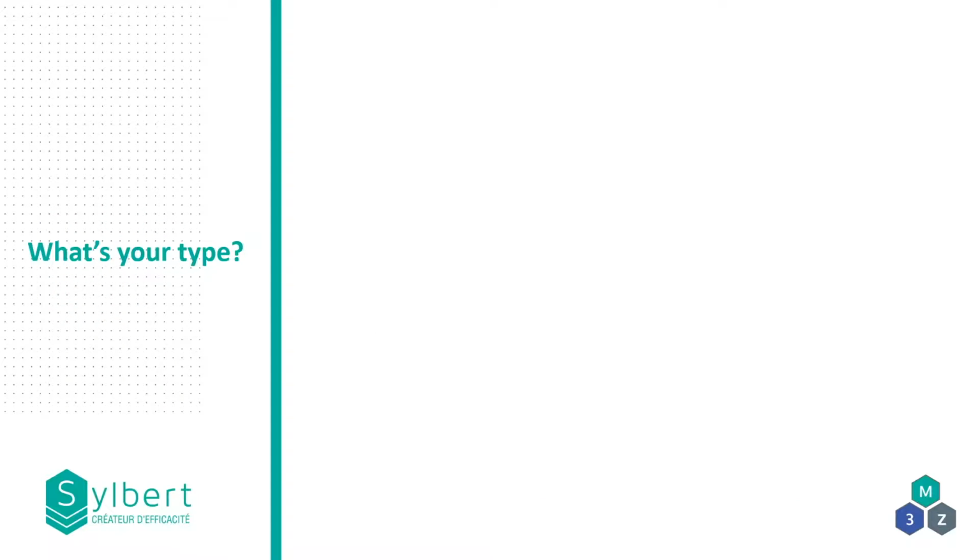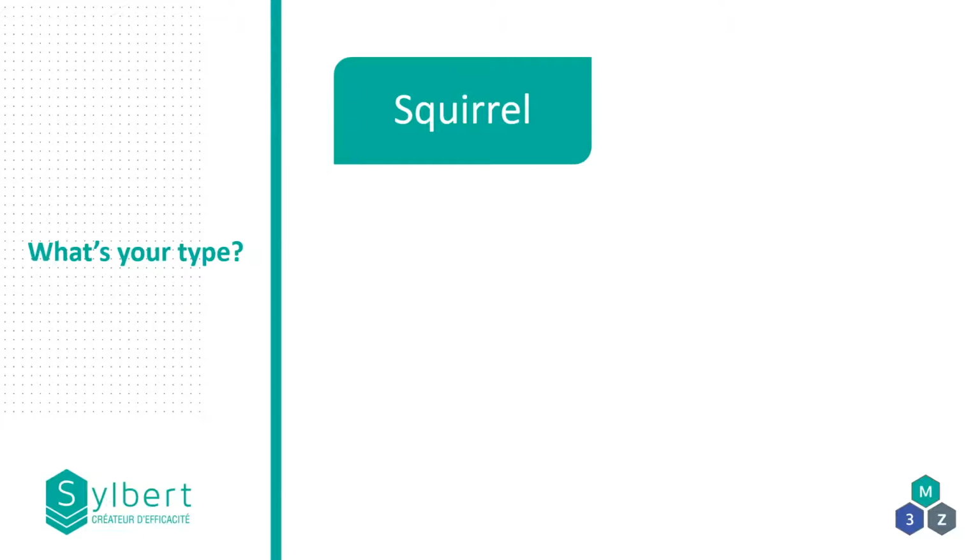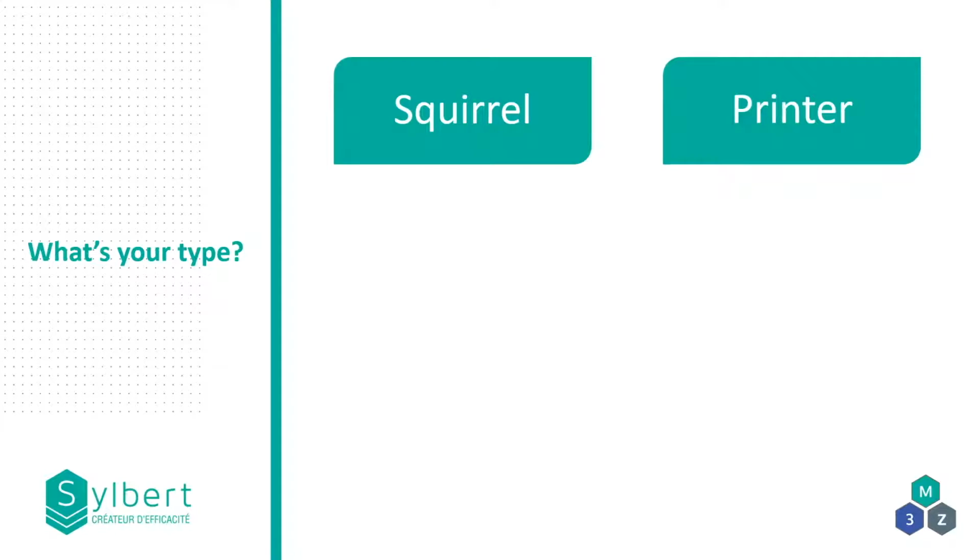When it comes to email and task management, we've noticed that there are 6 types of Outlook users. The first one is the squirrel. The squirrel will just keep everything in his inbox. And then the printer type. That's someone who prints email to organize them and then will write notes on the email directly.